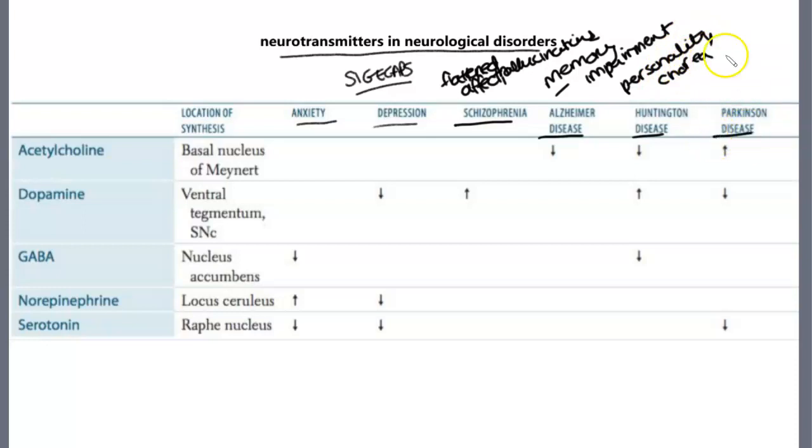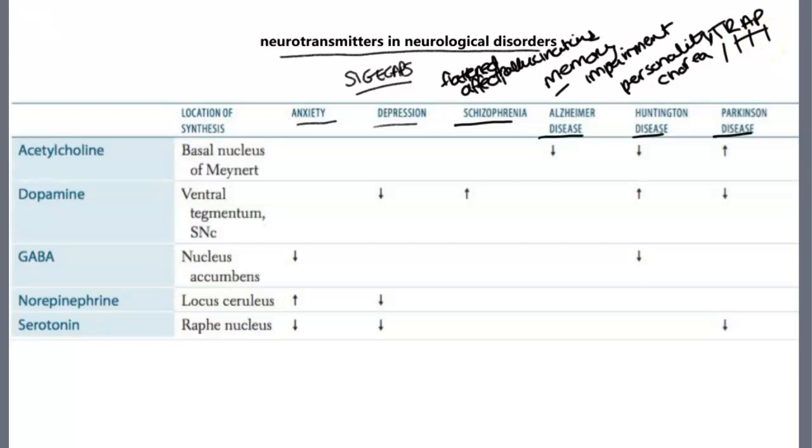And then lastly, we have Parkinson's disease, so we're looking for the TRAP mnemonic. So remember the TRAP mnemonic: tremor, rigidity, akinesia, and then we're also going to be looking for postural instability. So those are our disorders that we're looking at today.